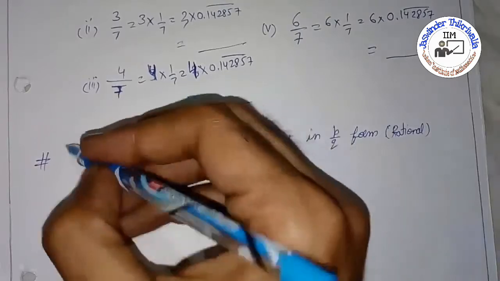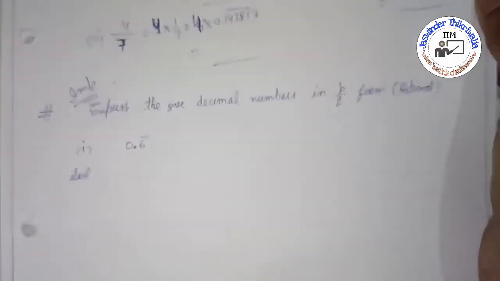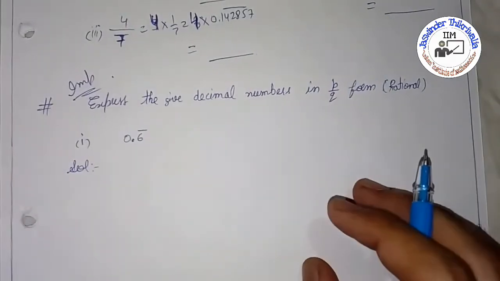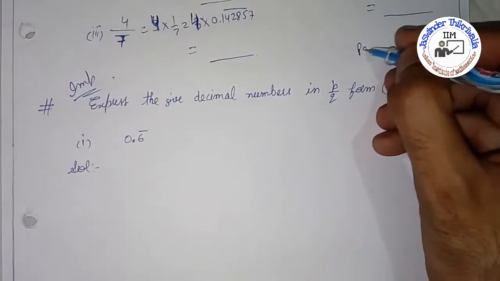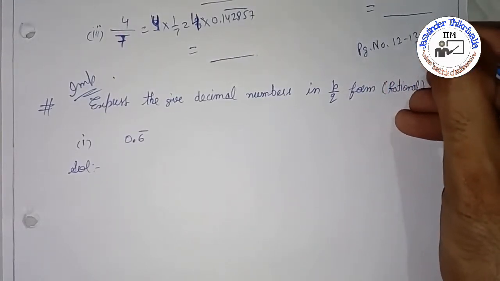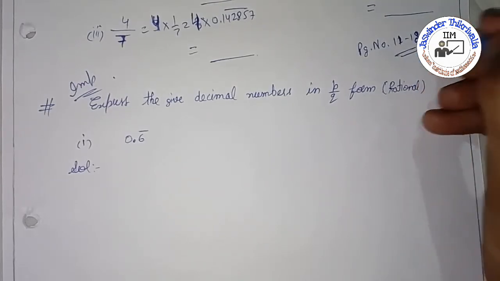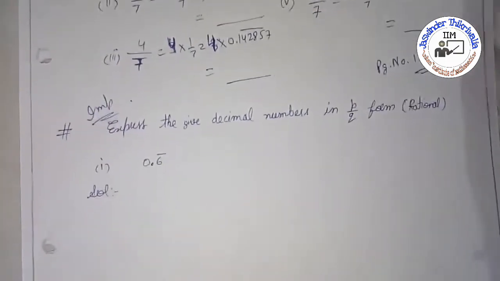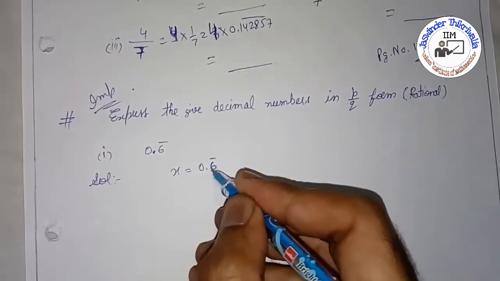This is a very important topic, that how we can change a given decimal number in p by q form. First of all, which number will be given to you in your math book? There are examples on page number 11 and 12. If you can look there, those examples are solved by a method. First of all, in this what you will do, you will suppose this number is equal to x.